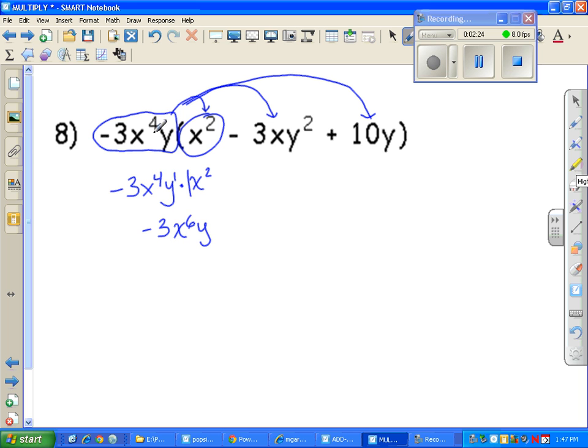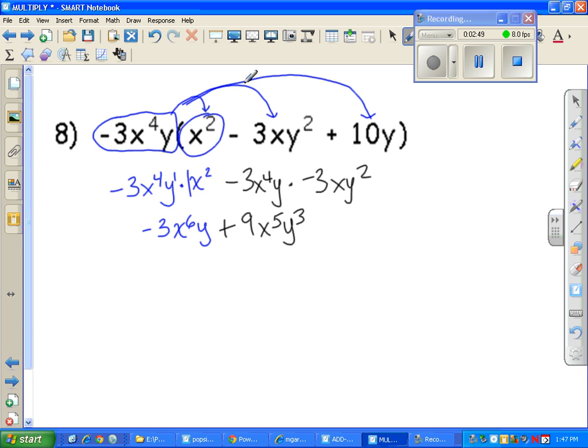All right, as we follow our next arrow, we have negative 3x to the fourth y now times negative 3xy squared. That's coming from following my second arrow. Here I have negative 3 times negative 3, I get positive 9. X to the fourth times x to the fifth is x to the ninth, and y times y squared, y to the third.